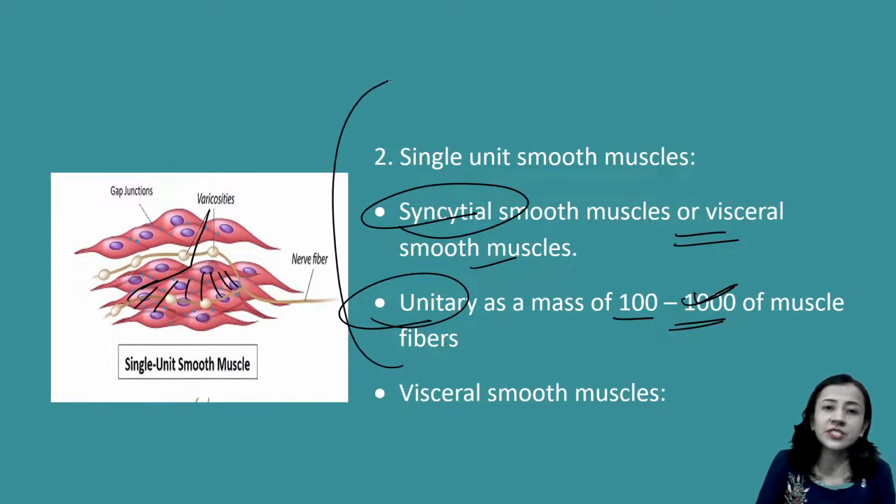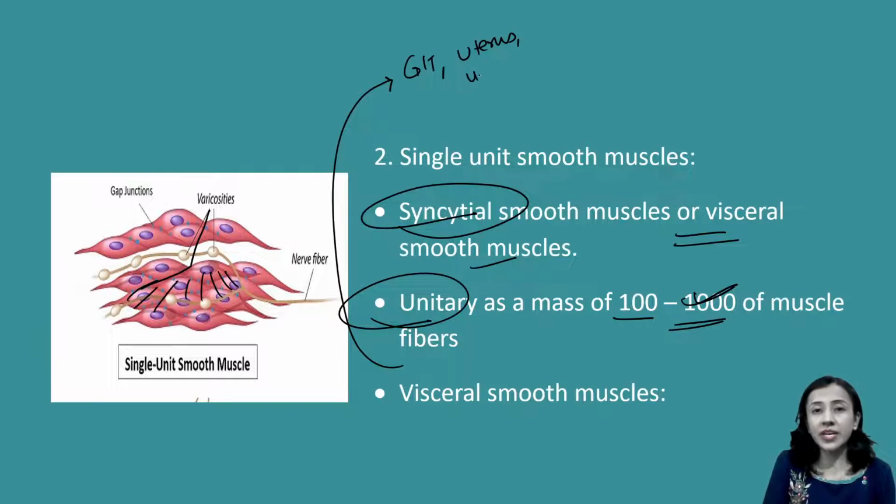Which are the single unit? Try to remember examples of single unit smooth muscle. They are present in the viscera like the digestive tract, in uterus, in ureter, in urinary bladder, in respiratory tract, and also in some of the blood vessels.